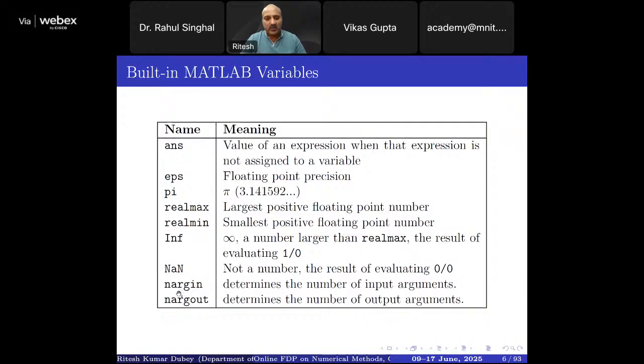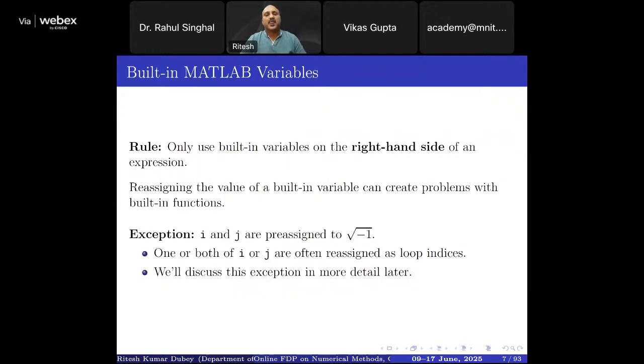I would like to mention that nargin and nargout are special variables. nargin determines the number of input arguments, and nargout determines the number of output arguments. We will see this when we talk about functions. So when we talk about input arguments and output arguments, we are talking about the arguments in functions.